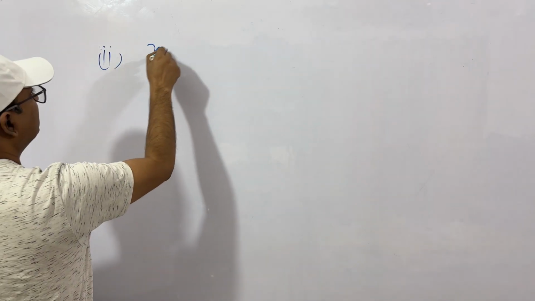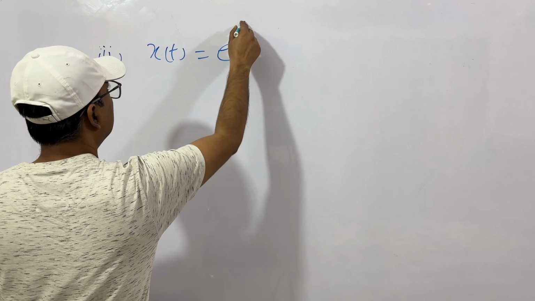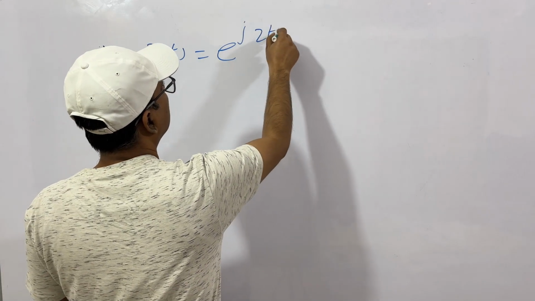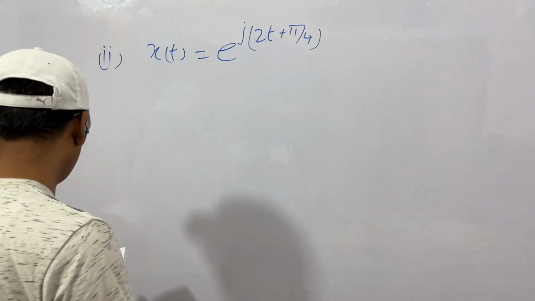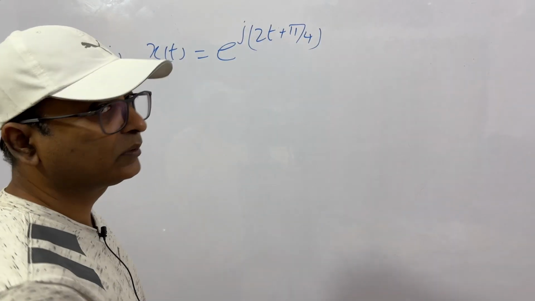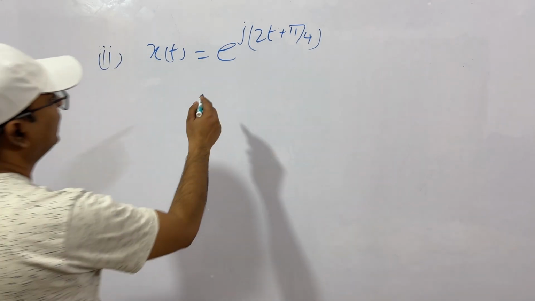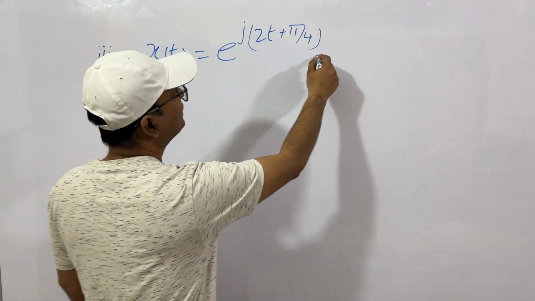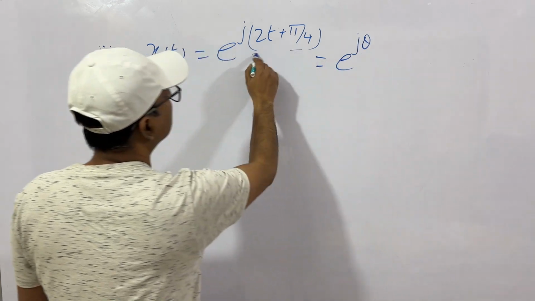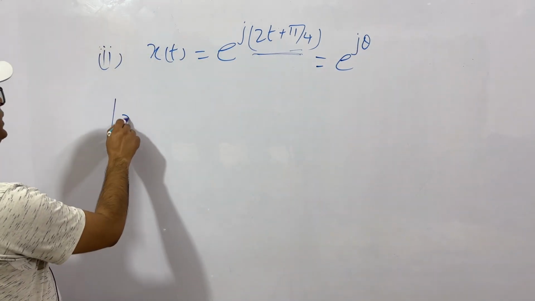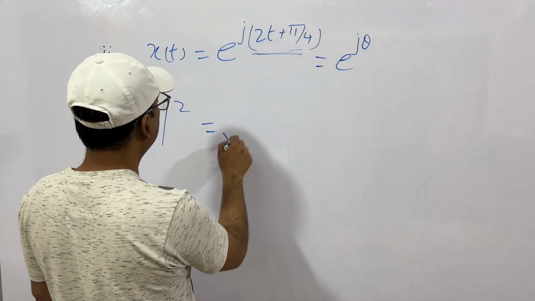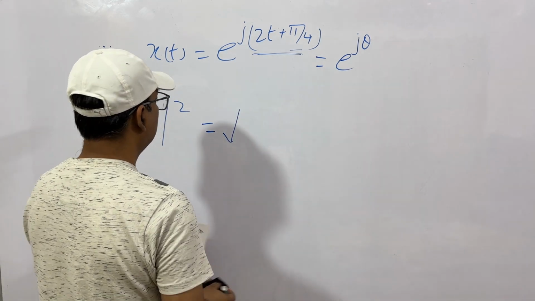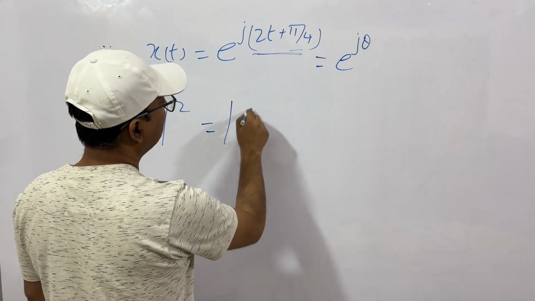Now let's see the second example. It says x(t) is equal to e to the power j(2t plus pi by 4). So we have to find what is E infinity and P infinity. Now this seems complicated. But we can say this is e to the power j theta, where theta is this. Now, what do we have to take? We have to take the mod square of that. And what is mod?